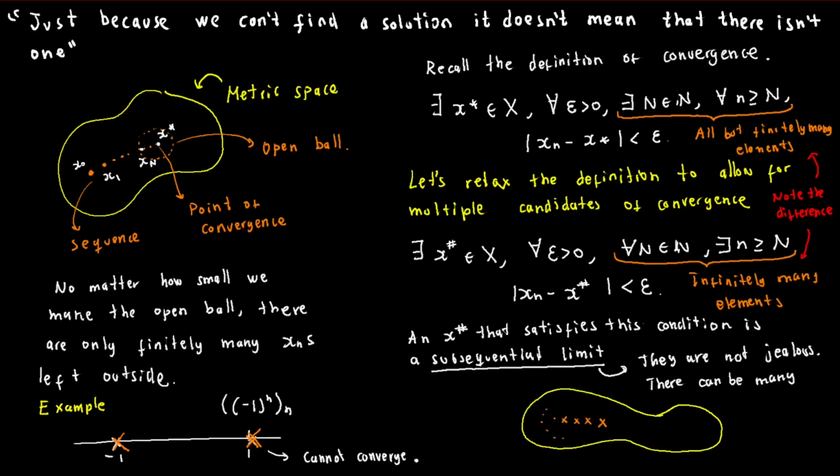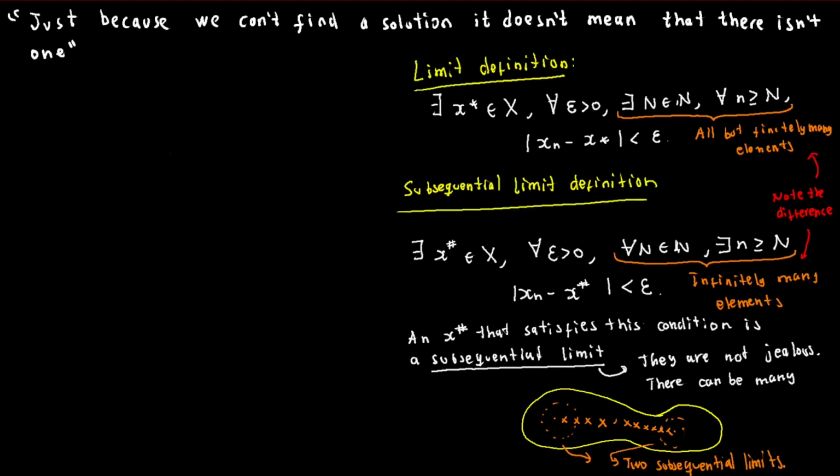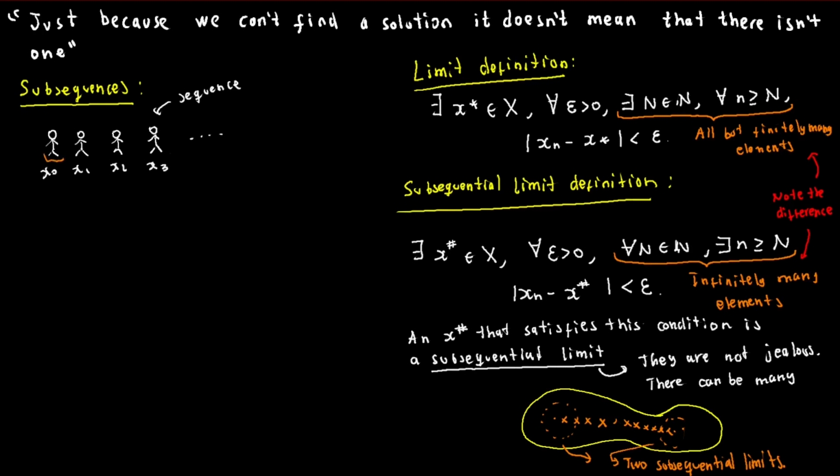Unlike limits, subsequential limits are not jealous. It is like letting each element of the sequence decide which concert they want to go to. The concept of subsequential limits naturally leads to the notion of subsequence. A subsequence is a new sequence created by selecting only some elements of the original sequence. It's like choosing which people to invite to each party.